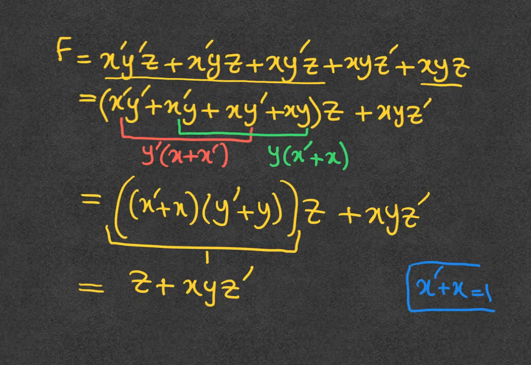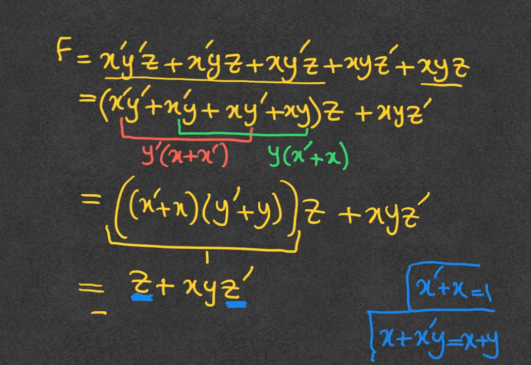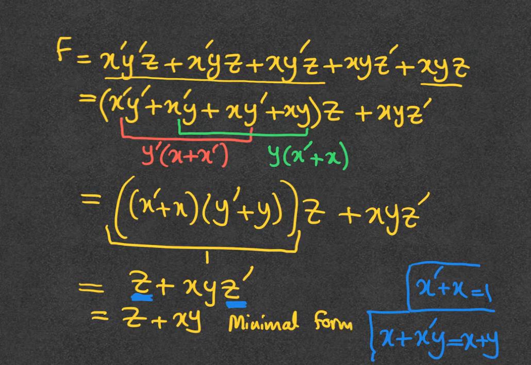And we had another theorem which we discussed last lecture. It was if we have x plus the complement of x multiplied by something, then you're going to get x plus y. So here you have z prime from this. So you can get z plus x, y. So that's the minimal form. From canonical form, we get to minimal form.